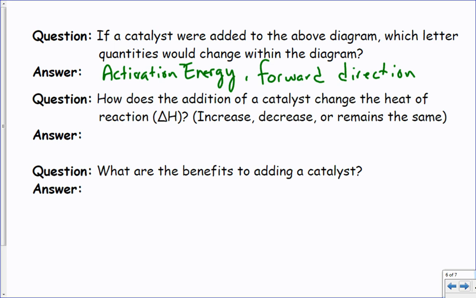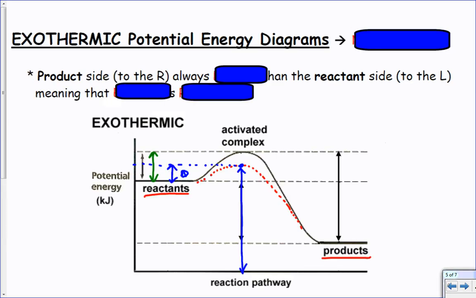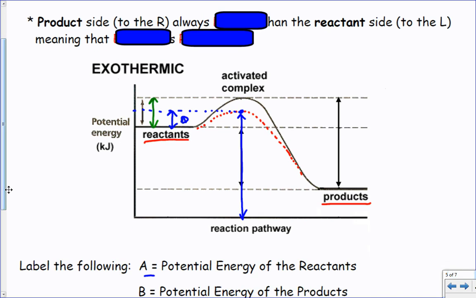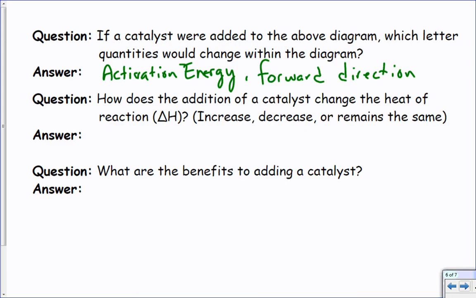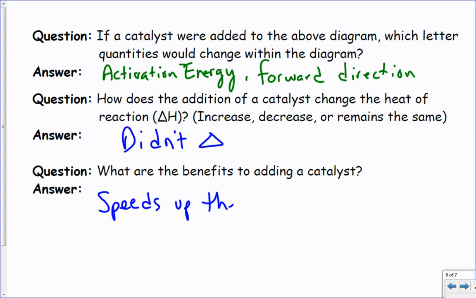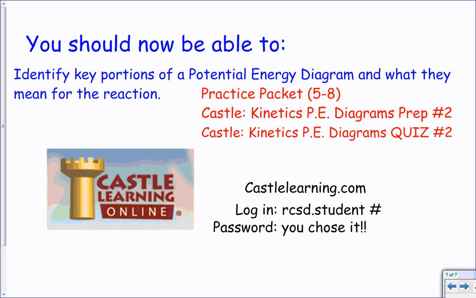Next question: how does the addition of a catalyst change the heat, or delta H? So let's go back. My reactants stay the same, my products stay the same. So did this piece, the delta H, change at all? The answer is no. So it didn't change. What are the benefits of adding a catalyst? It speeds up the reaction by providing an alternate pathway.